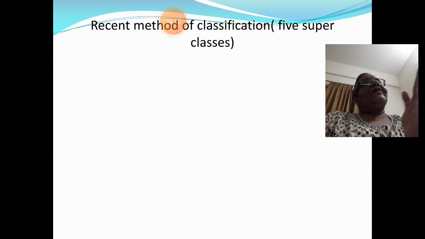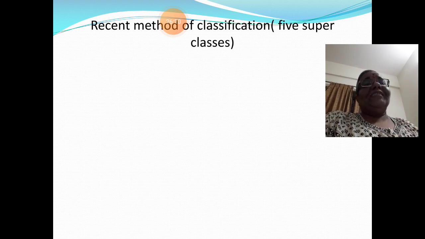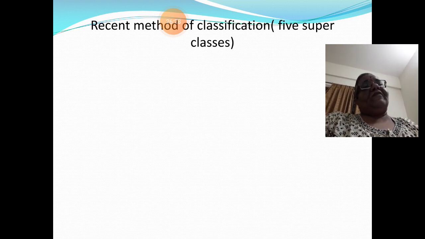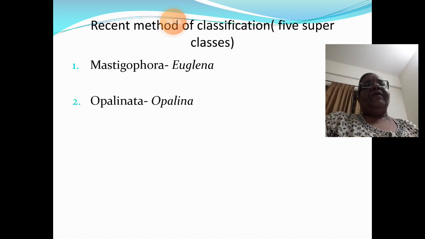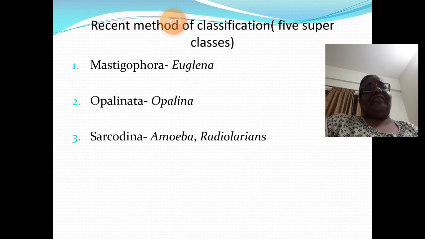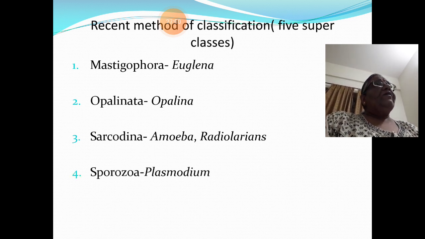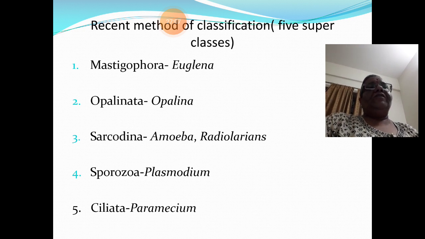Then, what I taught is the previous method. Previously the classification was like that, but there is a recent method of classification. According to that, phylum Protozoa is divided into five superclasses. One, superclass Mastigophora, to which belongs Euglena. Superclass Opalinata, to which belongs Opalina. In fact, this is the only protozoan that is represented under Opalinata. Then superclass Sarcodina, to which belongs Amoeba, Radiolarians, etc. Then superclass Sporozoa, to which belongs Plasmodium. Then superclass Ciliata, to which belongs Paramecium.